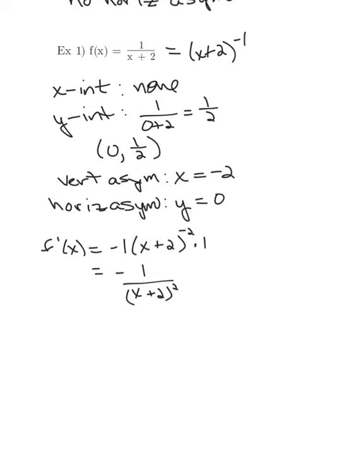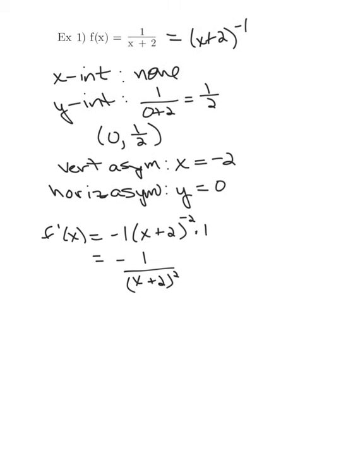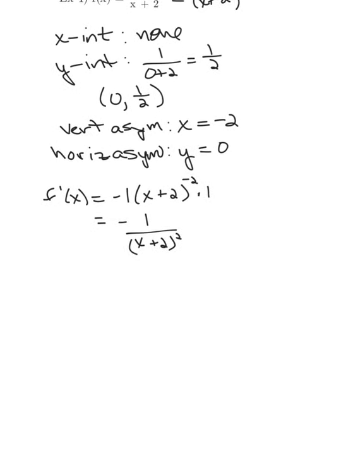So now we need to look for critical values. Critical values for a rational function are where the numerator equals 0 or where the denominator equals 0. Let's write a note for that.